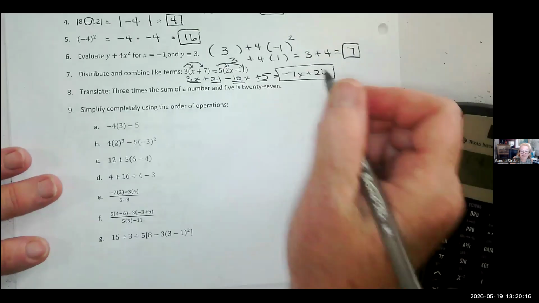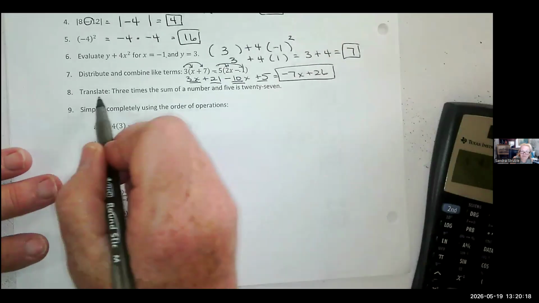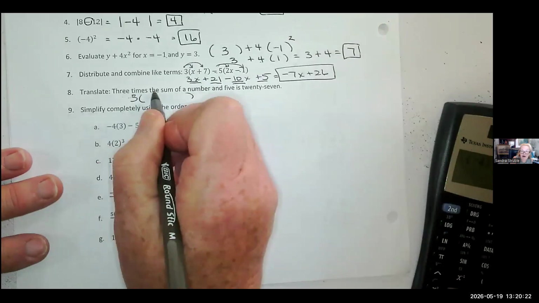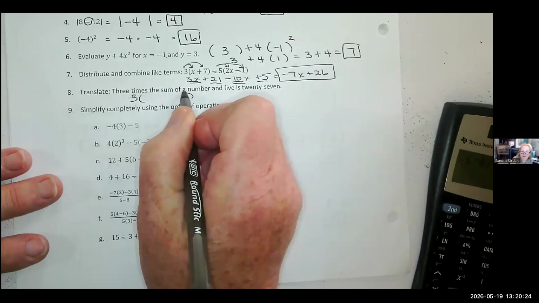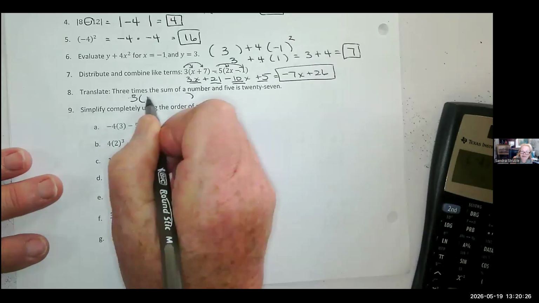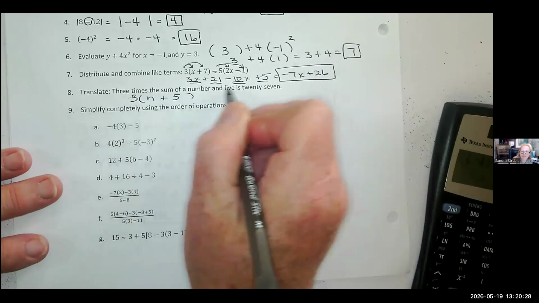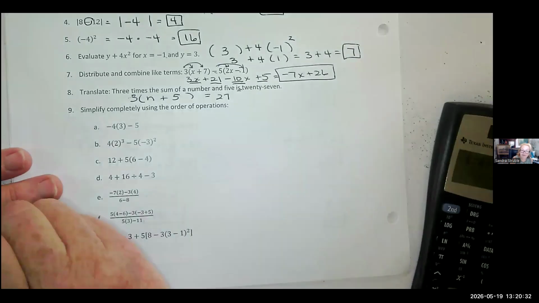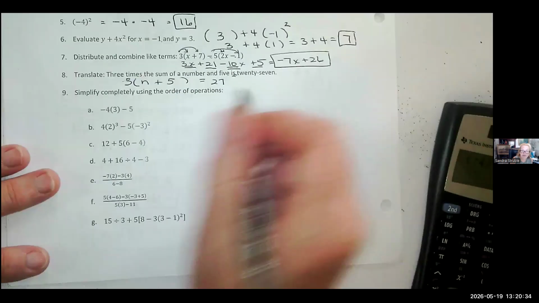Translate. 3 times the sum of, which means you're adding, a number and 5 is 27. Okay, we could keep going for this, but we're going to just stop.